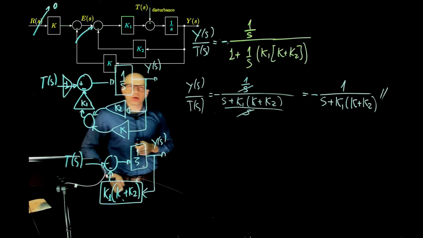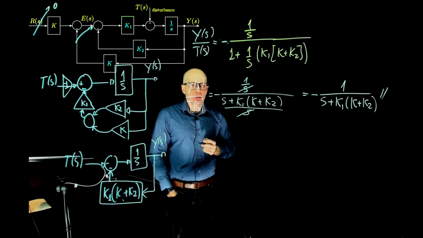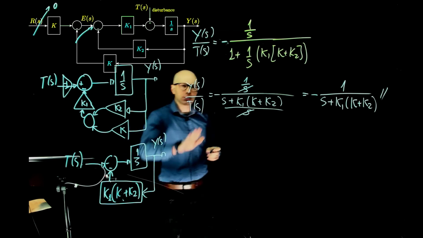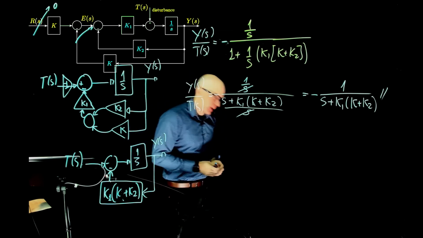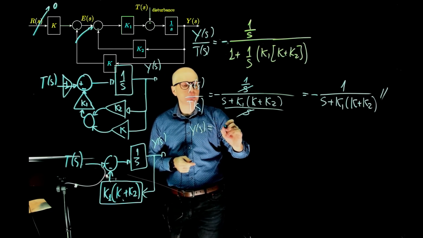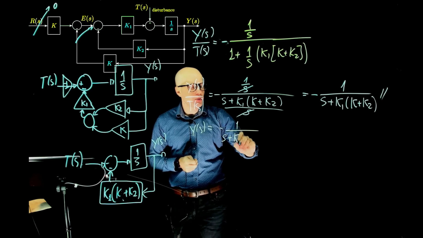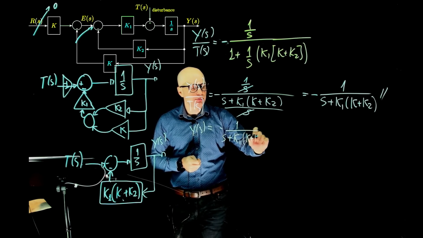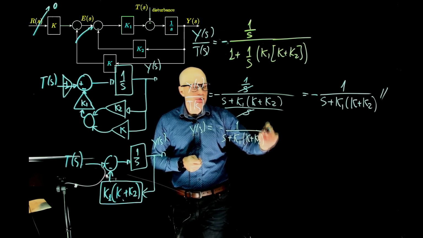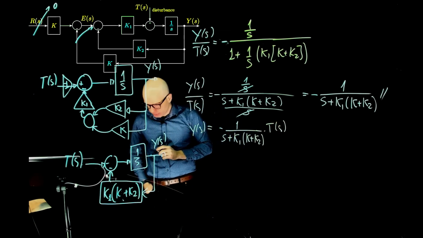Okay, that's the final expression now. We now want to calculate the steady state error. To calculate the steady state error, we need the output. To find the output, just multiply both sides of this equation by T. So Y of s, the output, is negative 1 over s plus k1, k plus k2 times T of s, which is our input.